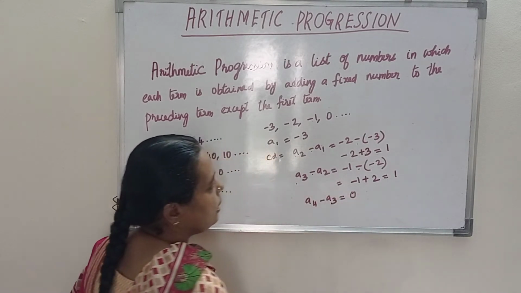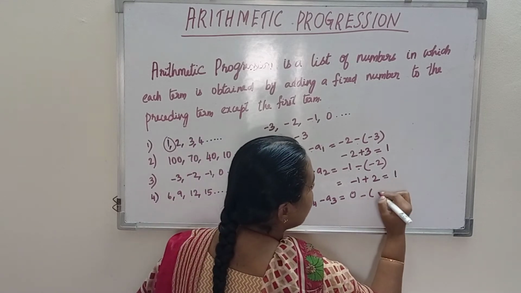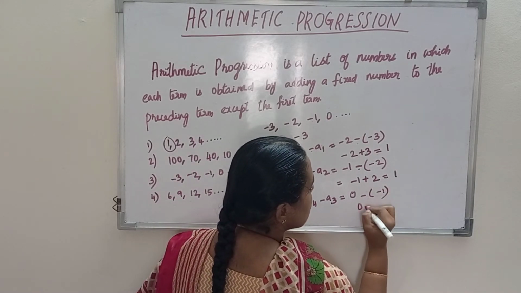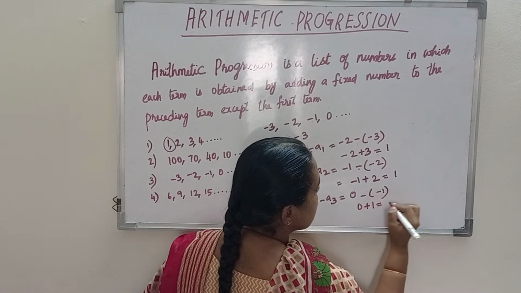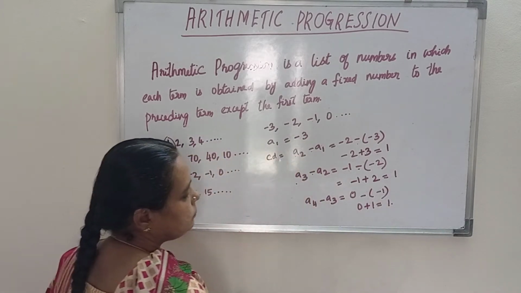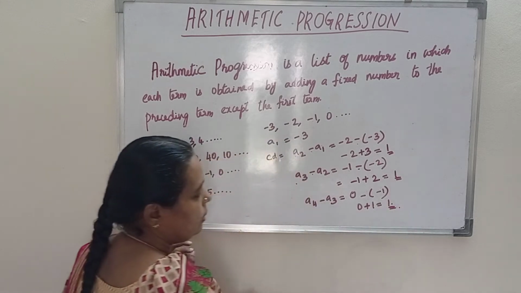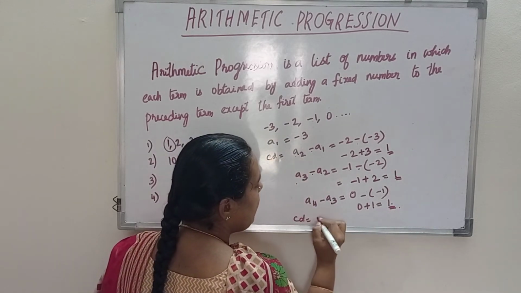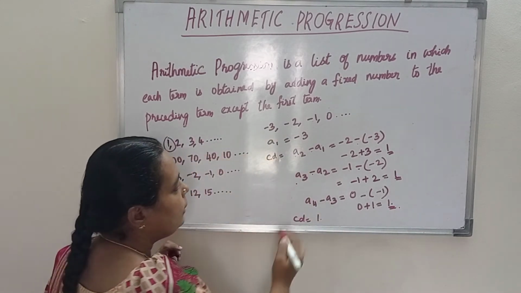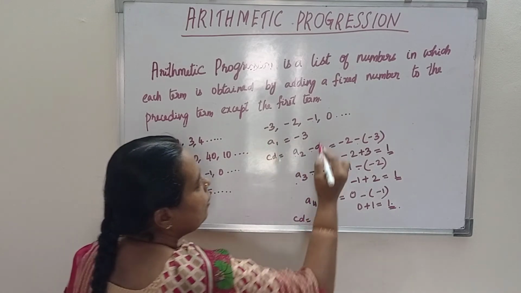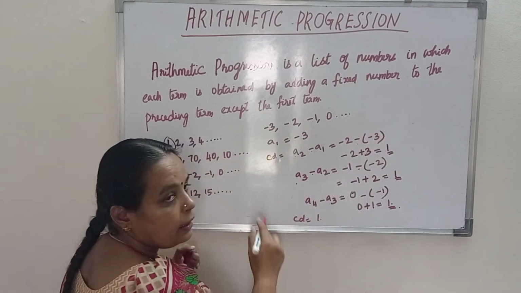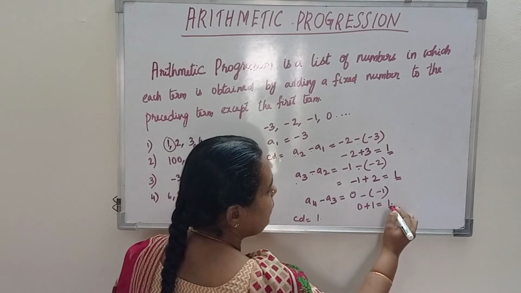Again A4 minus A3. A4 is nothing but 0. Minus of minus 1. So 0 minus into minus plus, 0 plus 1, that is equal to 1. Again the common difference here is 1. So what is the common difference here? Common difference is 1. And so with this we can find out the other terms also. See, here the common difference is 1.